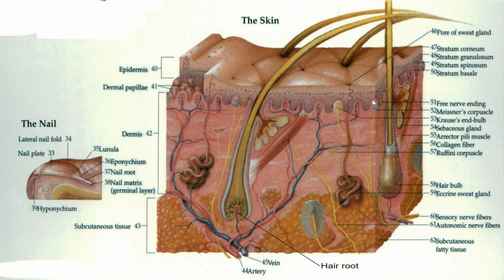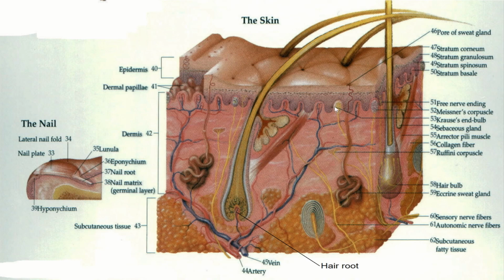Then we have the Meissner's. If you look, the Meissner's is this gray circle right here, and I just want to contrast it to the free nerve ending, which is just a single nerve strand standing on its end right here in the papillary layer, whereas this is a corpuscle, an oval-shaped sensory structure. And this is to detect delicate pressure and touch.